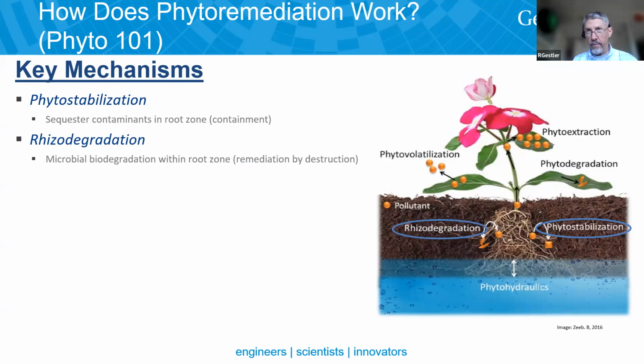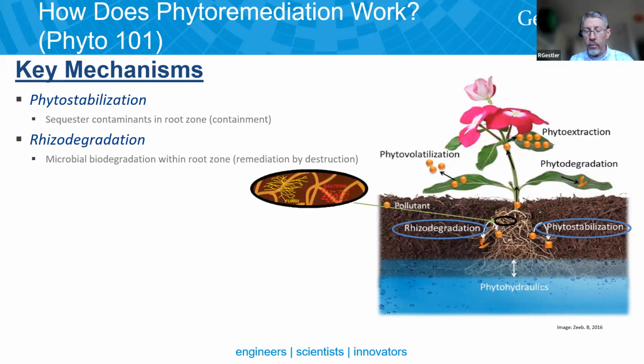Rhizodegradation, really one of the key mechanisms for most of our applications. Rhizo is Latin for root. So the rhizosphere is that area around plant roots that's critical. What do we see around plant roots? We see a proliferation of microbial communities, bacteria and fungi. We typically see anywhere from 10 to as much as 1,000-fold higher cell densities in the rhizosphere around the root than we do in the surrounding bulk soil.